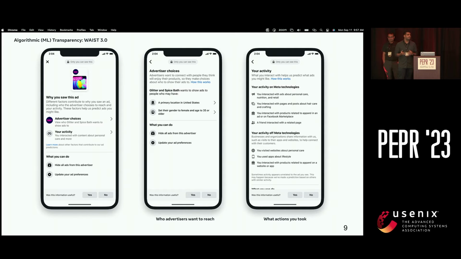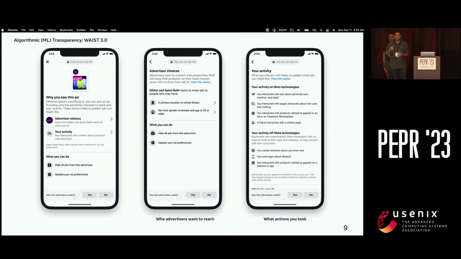When a user clicks into advertiser choices, they come to the second screen over here. That's where the targeting criteria an advertiser can set are shown, like, I want to reach people whose primary location is United States, whose gender is X, whose age is between X and Y. If a user clicks on the your activity section, that's the third screen on the right over here. This is divided into two parts: the actions a user has taken on Meta technologies, which could be Facebook, Instagram, etc., or the actions a user has taken off Meta technologies as well.